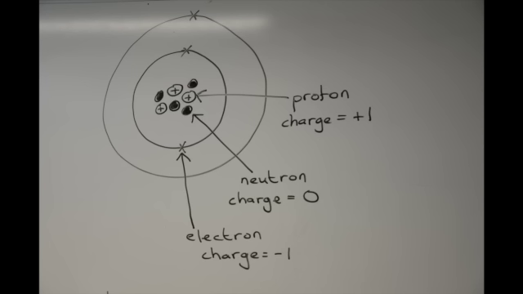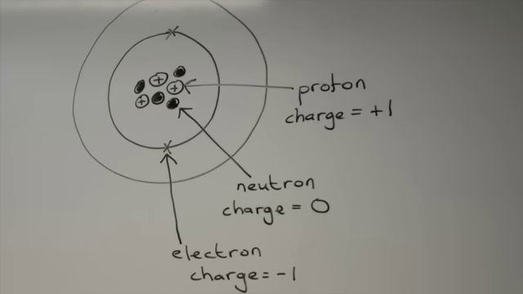So if you notice, the number of protons is equal to the number of electrons. So this means that overall, the atom is neutral. And this is the same for all atoms. Now what keeps the atom together are those attractions between the positive nucleus and the negative electrons.